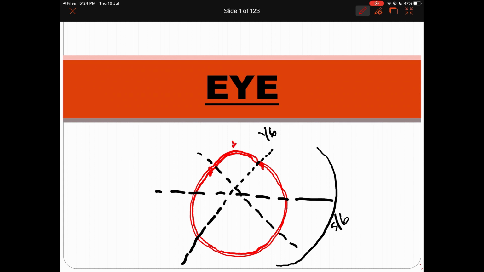This is your anterior pole and this is your posterior pole, and this line which we drew here in between is called the equator, meaning dividing them into halves, anterior half and posterior half.